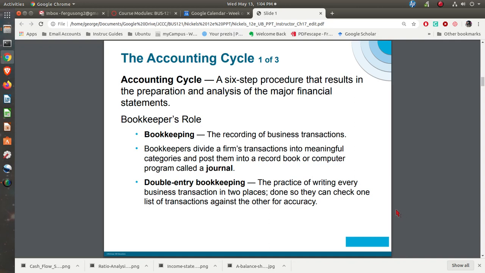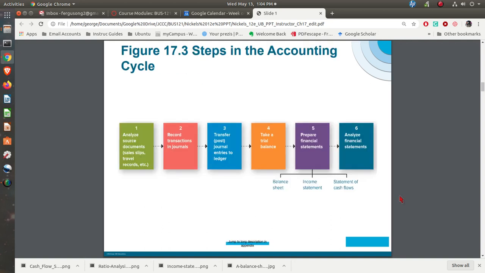There's basically a 6-step procedure or process as far as the accounting cycle. It really starts with bookkeeping. In other words, capturing all of the information and putting that into journals and keeping track of all of the books. Now, when they talk about double entry bookkeeping, what they mean is you're really trying to make sure that everything balances, and I'll show you that here in just a bit.